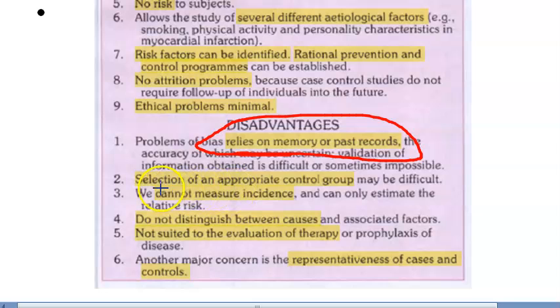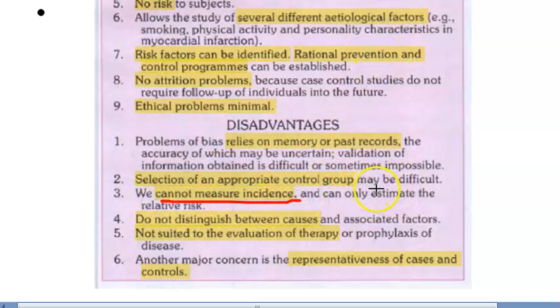A selection of an appropriate control group is difficult. Cases are very easy. These people have the disease, you will find them. But how do you find the control group? It's kind of difficult. We cannot measure incidence. You can only estimate the relative risk. That is why we have something called an odds ratio. So the odds that these factors could be the cause, that is odds ratio. Relative risk you don't know because you don't have the incidence.